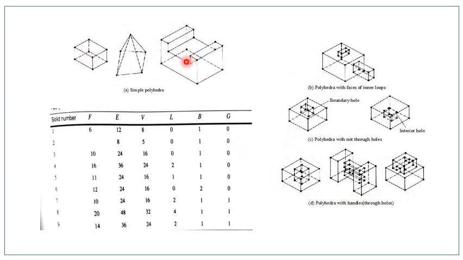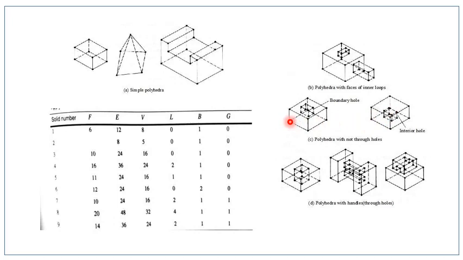These examples form a simple polyhedra, which means there will be no holes, a simple cube. In this case, polyhedra with the faces of inner loops, which means here it will be a hole and this will be a projection. And polyhedra with not-through holes. Not-through holes means this hole will be inside the solid object.